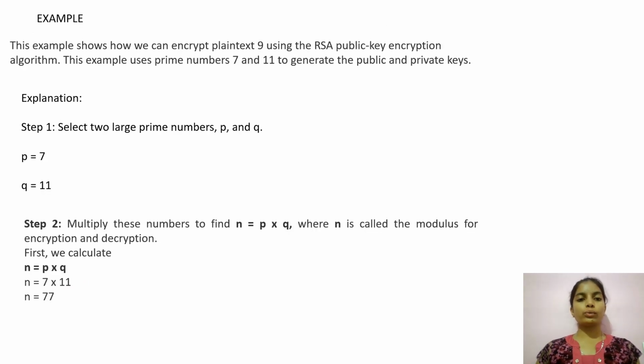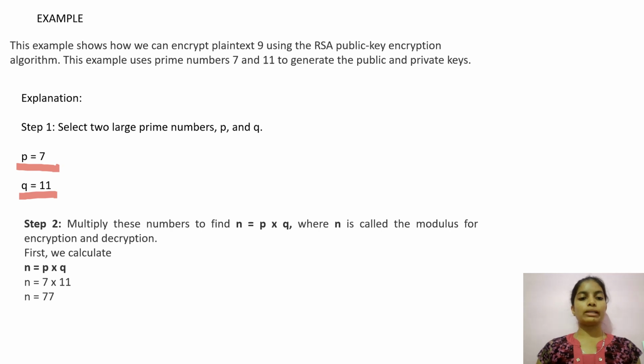Now we will look into one example of how this RSA algorithm works, where we can encrypt the plain text using the public key encryption algorithm. In this example, I am using the prime numbers 7 and 11 to generate the private and public keys. The first step is to select the large prime numbers P and Q, where I have selected P equal to 7 and Q equal to 11.